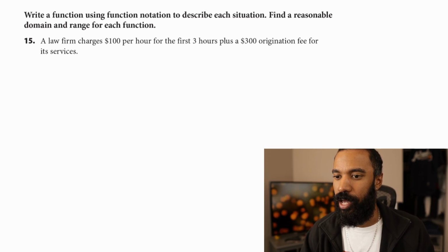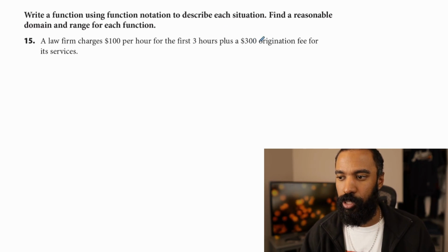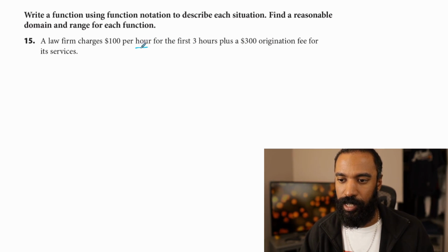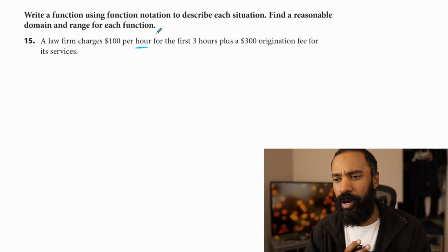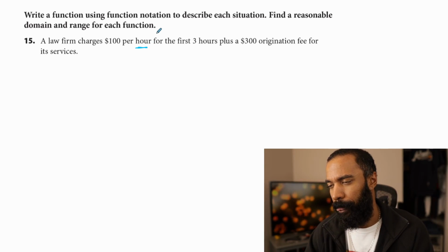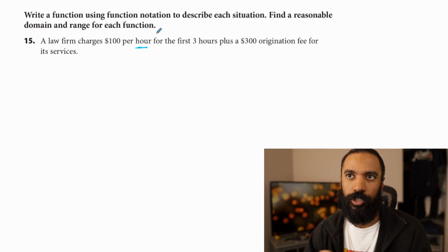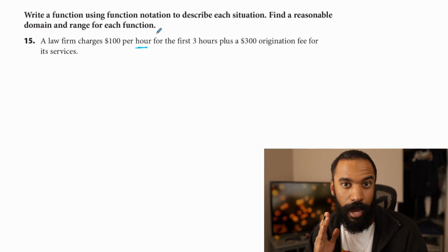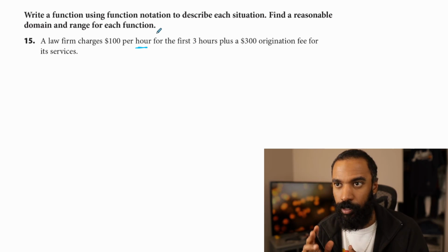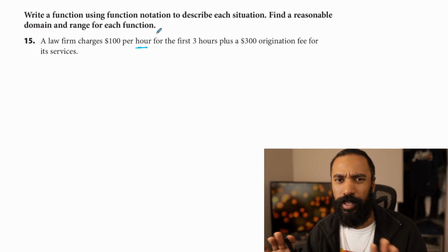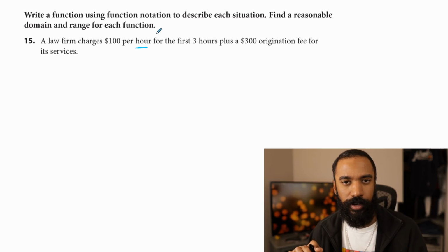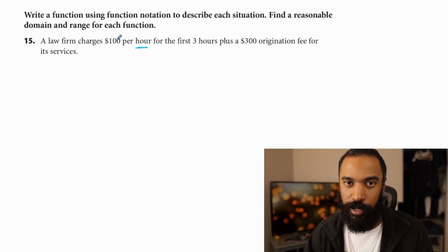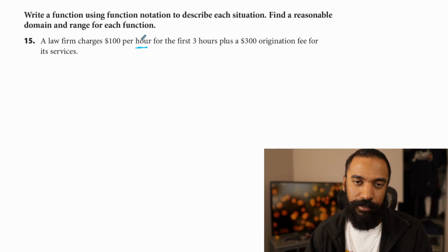Number 15, a law firm charges $100 per hour for the first 3 hours plus a $300 origination fee for its services. So everything is based on time in hours, and it says a per hour thing. The thing that makes this one discrete instead of continuous is I assume there's a point where they say, let's work at the end of every hour, and then we'll determine the time. If you go 1 minute above, that's in the new hour. Or say we just end on the hour for each bit. Because they don't want to say you work for a half hour, I'm only going to charge you $50. I think they'd have to tell us that.